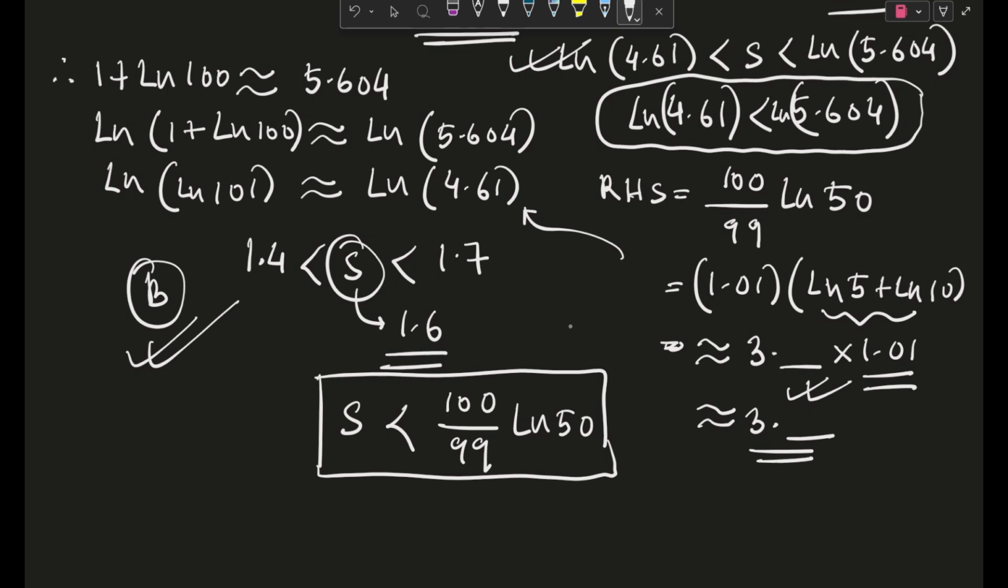Maybe they will not give you all the 4 options, but they could give you even one option to solve. They could frame anything using this. Maybe they will give you only this option. They will give you s and 4 options: s equal to, s less than, s greater than 100 by 99 ln 50, and the last option, s greater than ln 50, something like that.